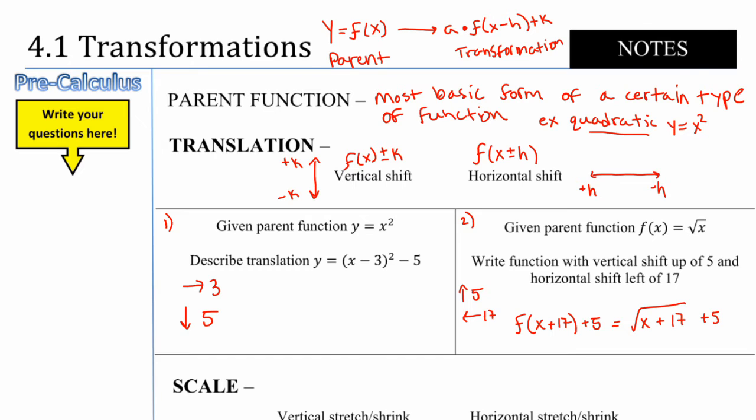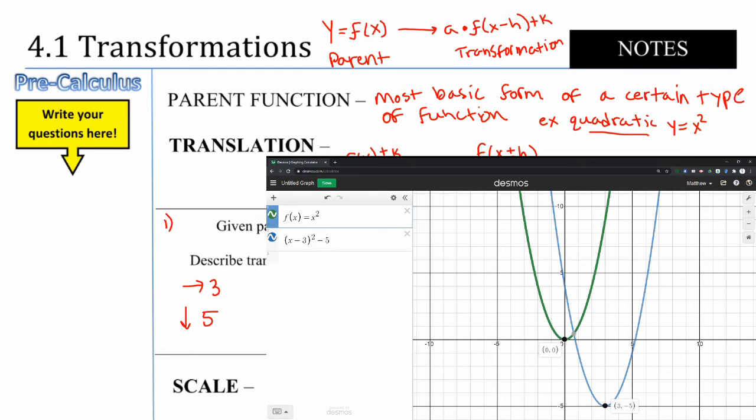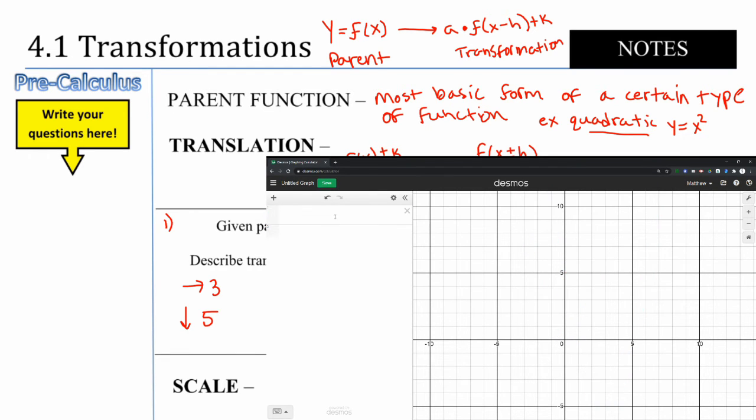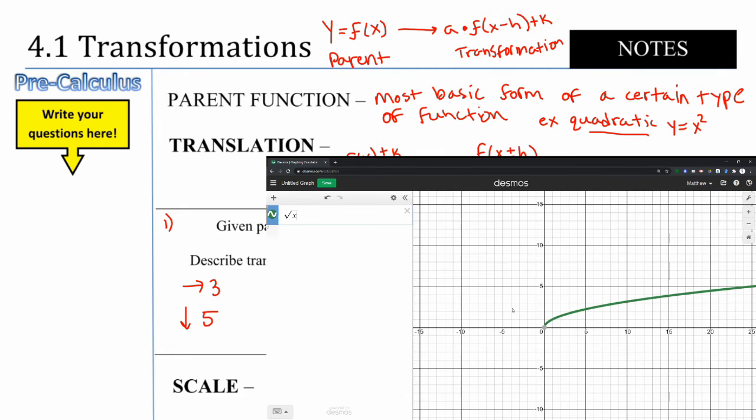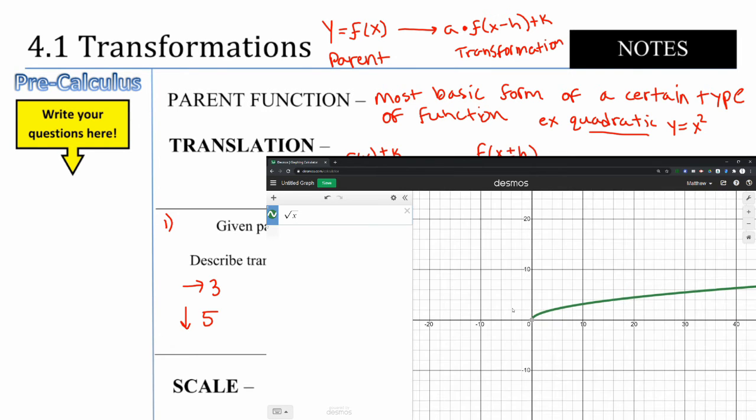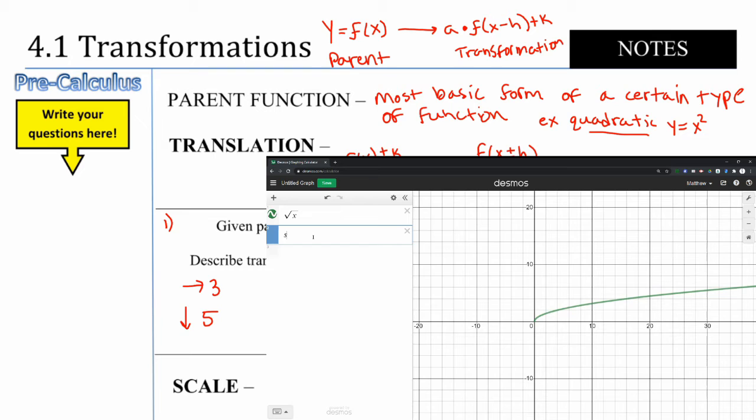Let's check out this graph. So we have the square root of x. Let's zoom out a little bit so we can see everything. Now we'll do x plus 17 under the radical plus 5. So if you notice the plus 17, there's our shift left 17. Adding 5 shifts us up 5.